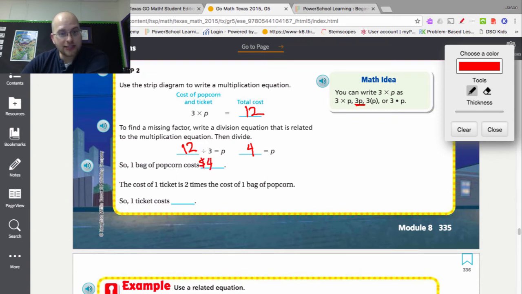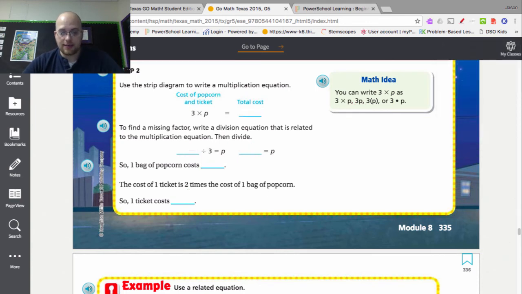The cost of 1 ticket is 2 times the cost of a bag of popcorn. Therefore, 1 ticket costs 4 times 2, which is $8. Okay? That's a multiplication problem. All we're doing is inverse operations. These are simple numbers to work with. We're not going to get real complicated, but I need you to see how we can use the inverse operation to find the unknown number. Okay, let's do one more.